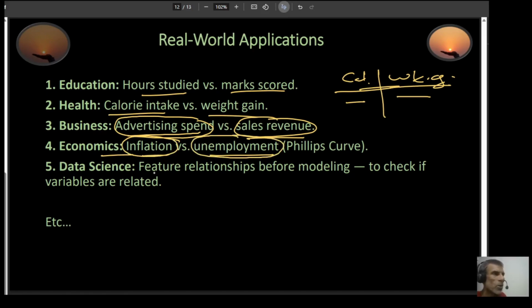Data science also. Sometimes in data science, you want to find feature relationships before you do modeling. A lot of times, let's say you have two variables, you want to check if these two variables are related or not. If they are related, you take appropriate measures based on that.